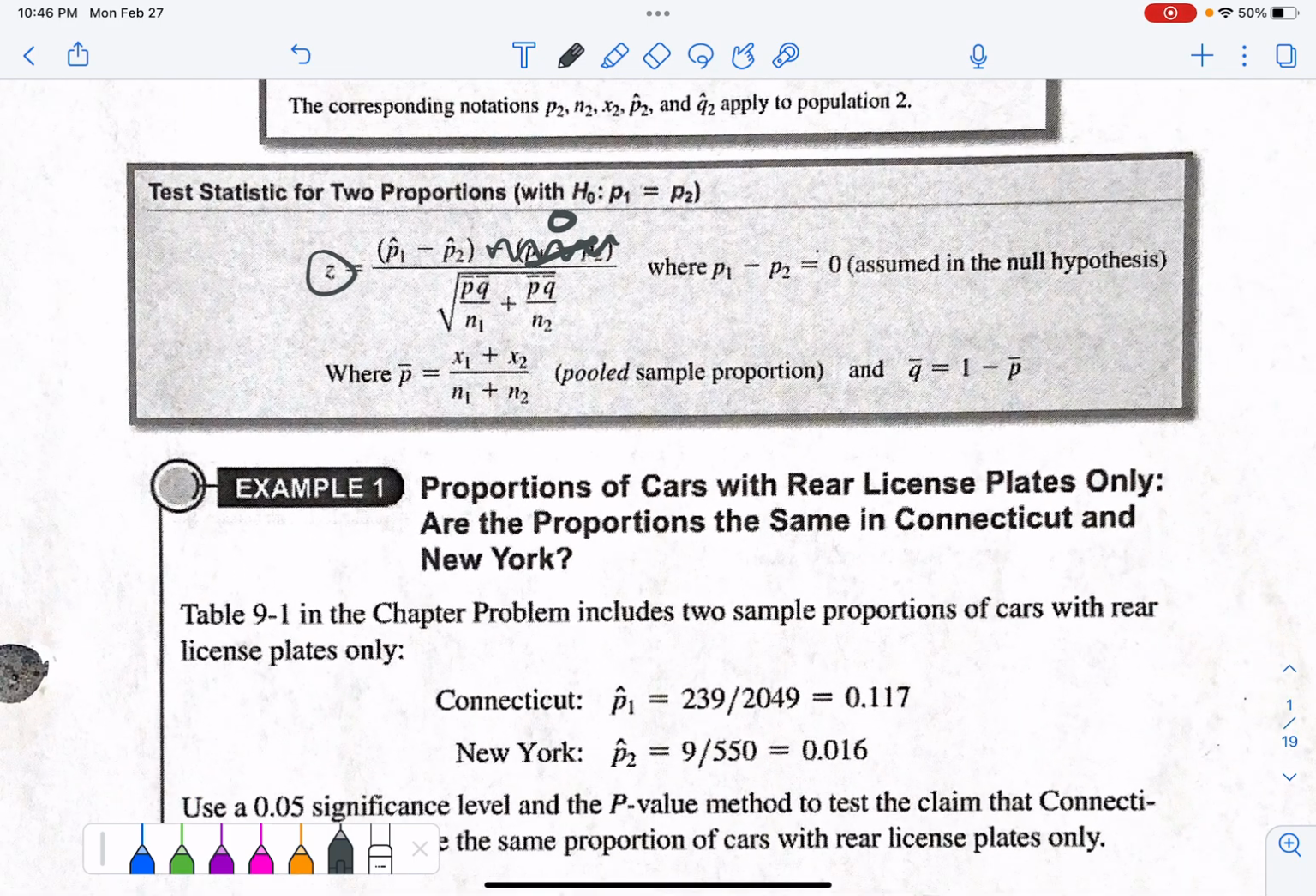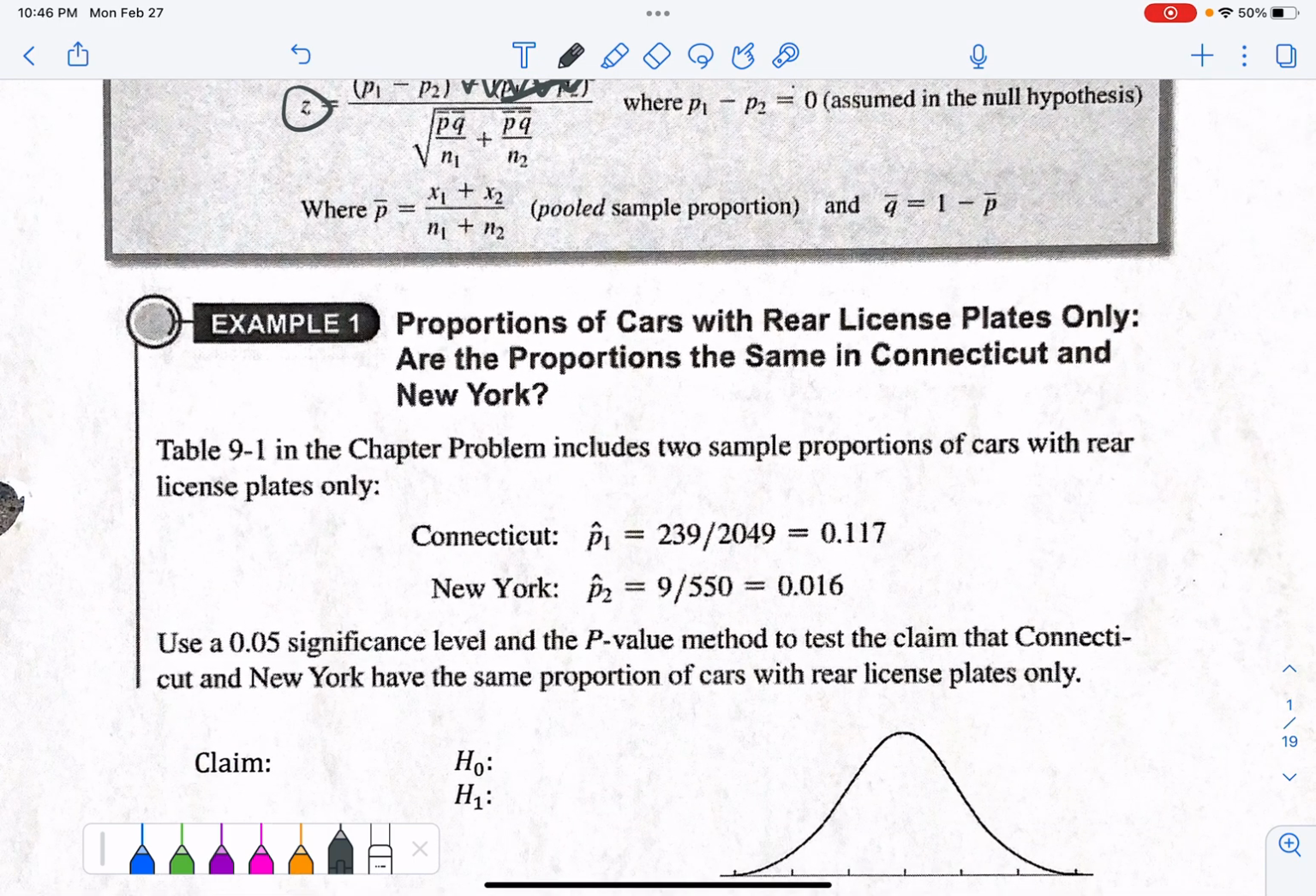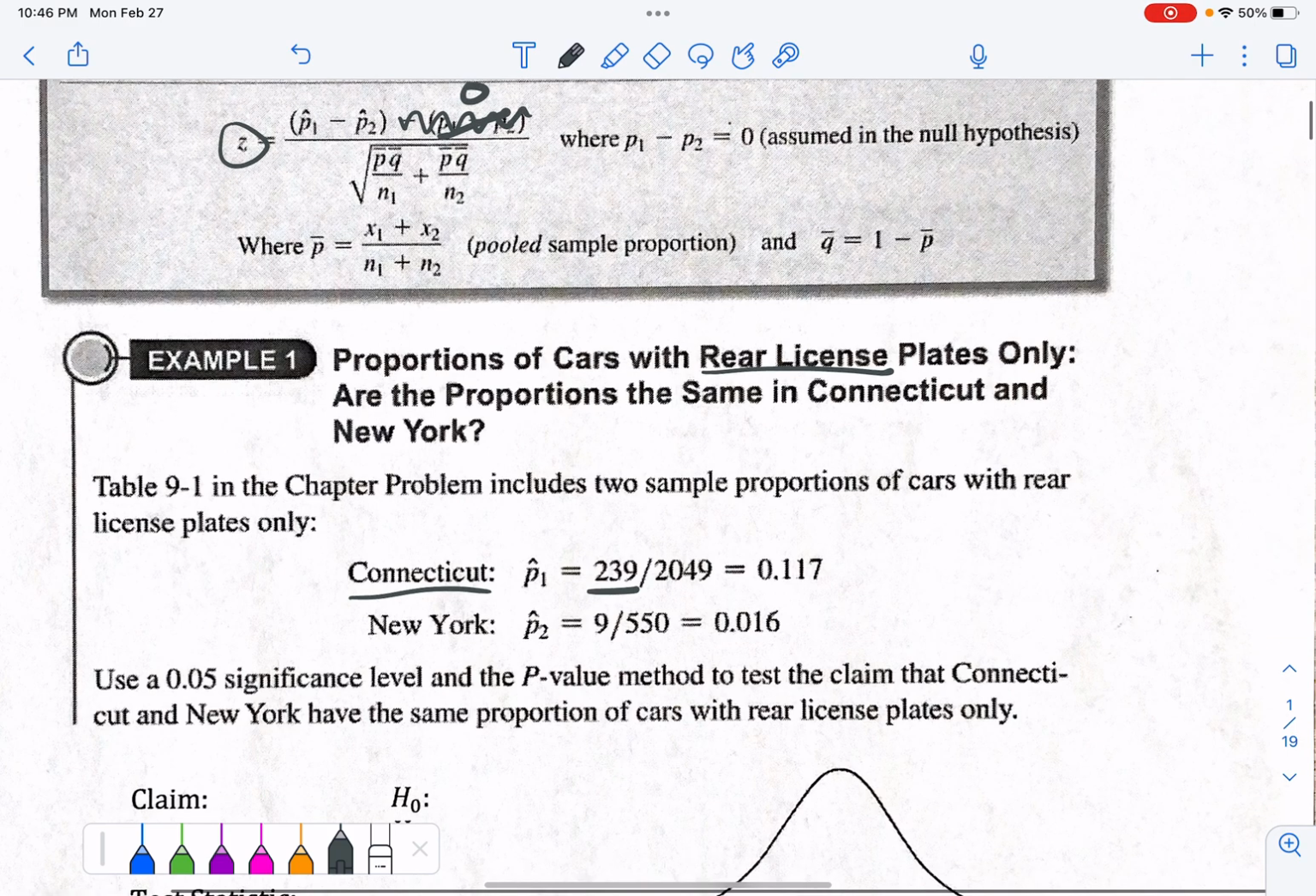Here we go, example 1. They are talking about rear license plates, the proportion of the population that has rear license plates only. In Connecticut, we sampled 2,000 vehicles, and of those 2,000 vehicles, 239 had rear license plates only. That means no front license plate, because evidently in Connecticut you don't have to have a front license plate, whatever. So 11, or almost 12%, of them have rear license plates only.